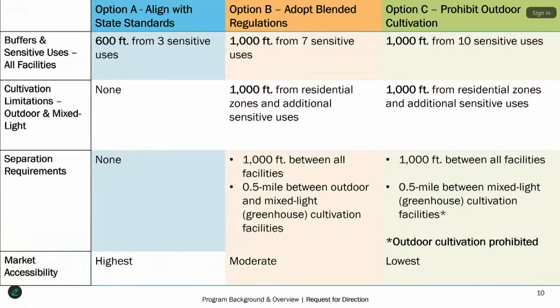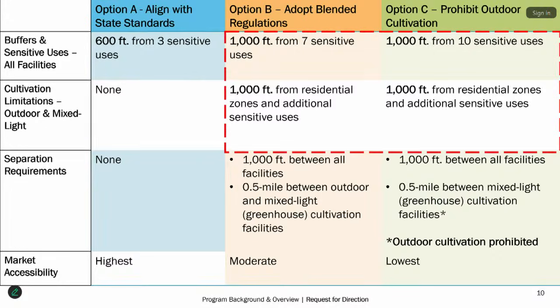Here are the 3 program options. I'll briefly highlight the key differences. Option A requires a 600-foot buffer from schools, daycares, and youth centers. This option aligns with state law and is preferred by future applicants, agricultural groups, and industry advocates. It provides the greatest number of eligible locations and the highest level of market accessibility.